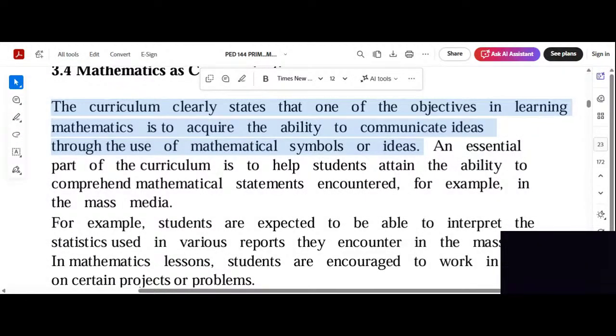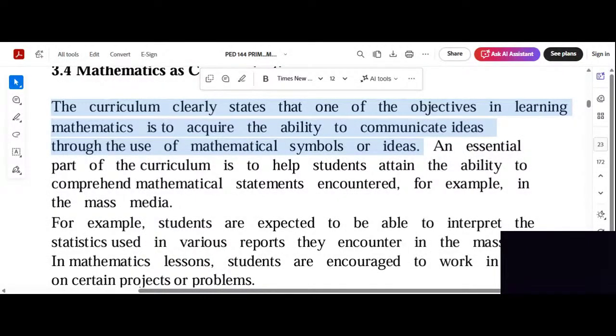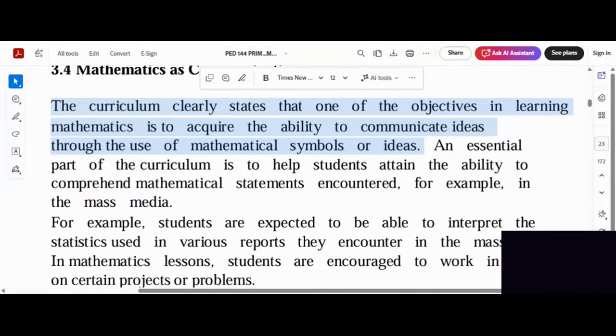So number one thing is that you are not just to teach them 1 plus 1 is 2, 2 plus 2 is 4. You have to teach them how to communicate ideas using mathematical symbols. Another thing the curriculum mentions is that it helps the student to understand mathematical statements. When they see the use of symbols like division, multiplication, subtraction, brackets, different types of equations like quadratic equation, simultaneous equation, algebra, and all the rest of them, they should be able to understand those statements. Then the curriculum also states that the students should be able to explain mathematical ideas clearly.